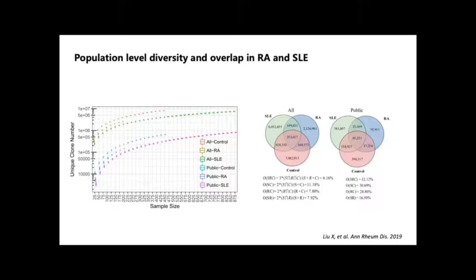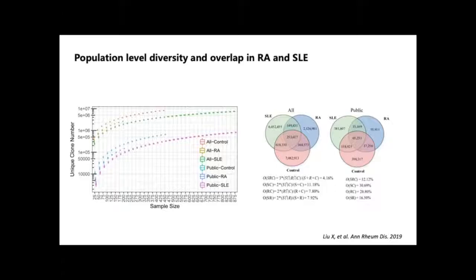It shows that even with more than 800 SLE individuals, we cannot see saturation. This is the unique clone number, and this is the public clone number. From the unique clone number, even with more than 800, we didn't observe a very obvious saturation at the population level. This is the case for SLE, for RA, and for the controls. And when we look at the public clones, the situation is similar, with even less saturation.